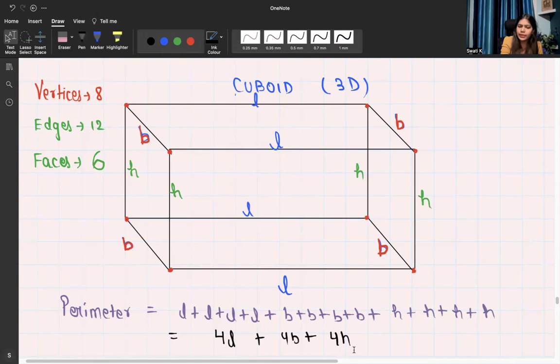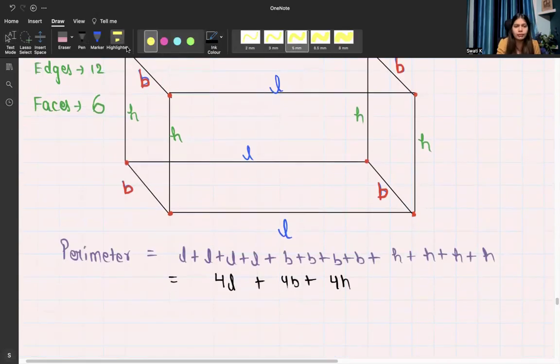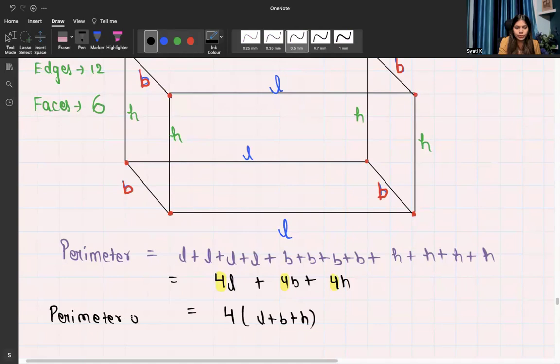Now, of course, I can take 4 common, right? I can take 4 common because it is coming in all the expressions. So that is why I can take 4 common and write 4 times L plus B plus H. And that's our perimeter of a cuboid. That's the formula, perimeter of a cuboid, and that is our first formula, right?